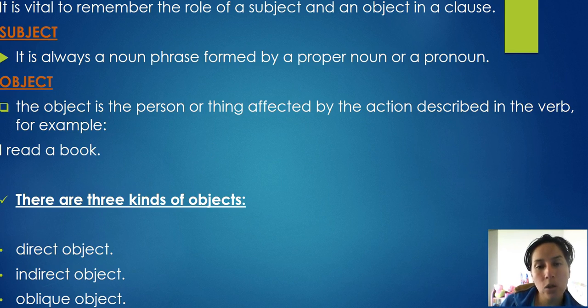Subject. It is always a noun or a proper noun that executes the verb, such as Marie, she, books. Object. The object is the person or thing affected by the action described in the verb. For example, I read a book. Book is the object affected by the action of reading. And there are three types of objects: direct, indirect, and oblique.